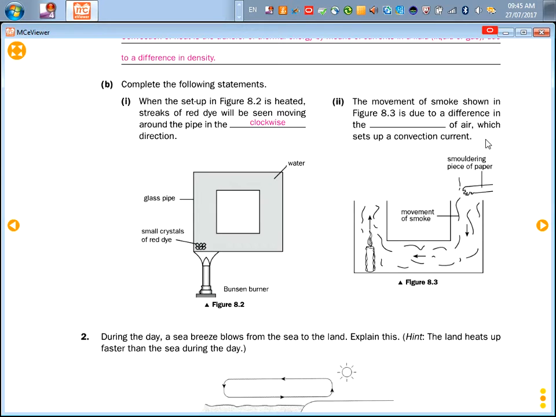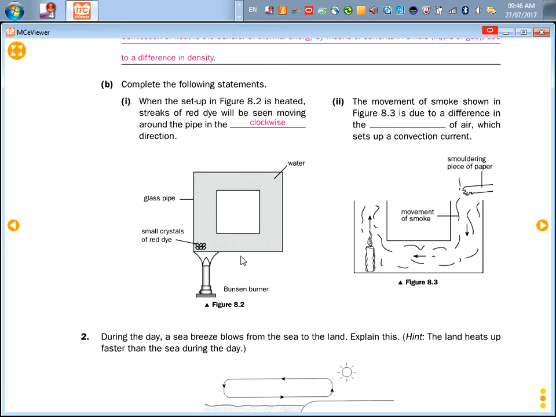What direction do we see this moving? Also clockwise. Because the heated air is over here, this portion is less dense. This portion is denser because it is cooler. So there will be a convection current flowing this way. And the convection current draws the smoke particles inside. That is how we see air moving.